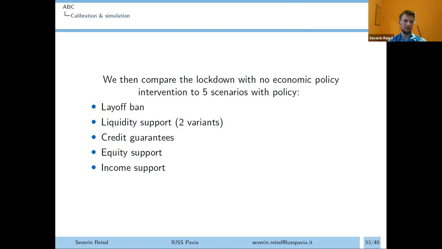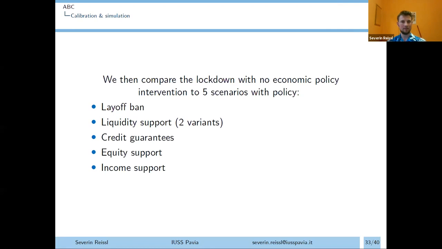Then the fourth policy scenario is called equity support, in which the state for a certain period essentially rescues all the firms that would go bankrupt by giving them an equity injection, which also entails that the state becomes a part owner of these firms and receives a part of the dividend.